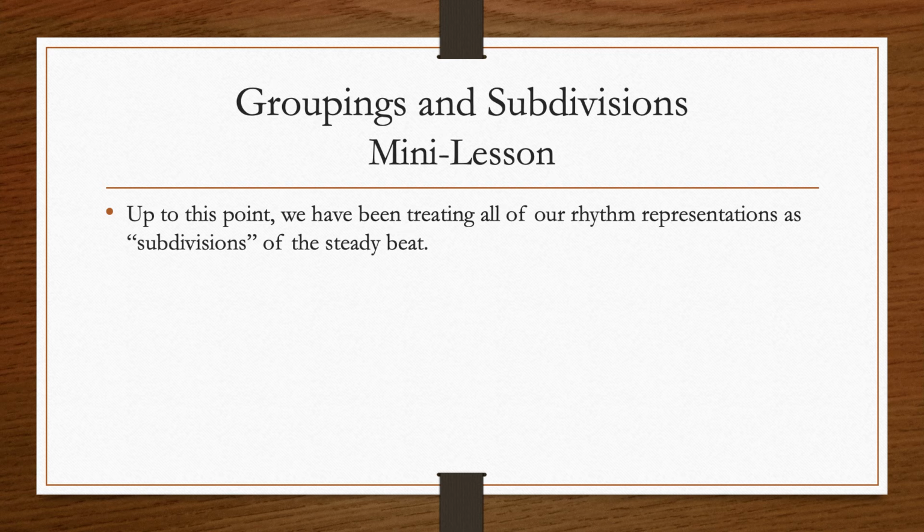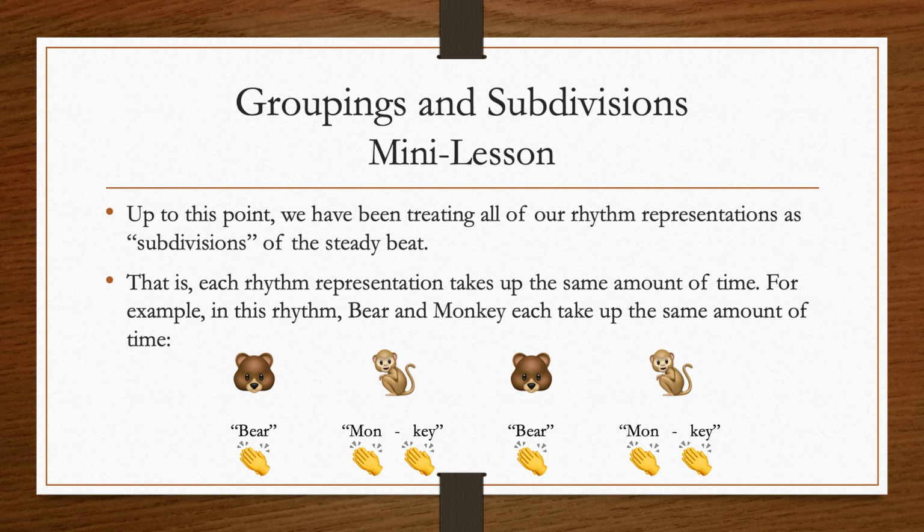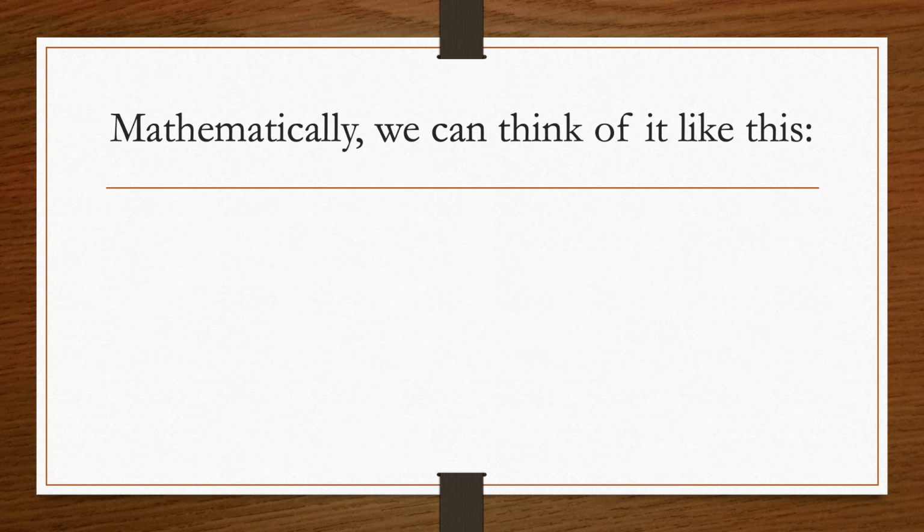Up to this point, we've been treating all of our rhythm representations as subdivisions of the steady beat. What this means is that each rhythm representation takes up the same amount of time. For example, in the rhythm below, which is the animal rumba, bear and monkey take up the same amount of time. So if I clap this and say it, bear, monkey, the amount of time that bear takes up is equal to the amount of time that monkey takes up.